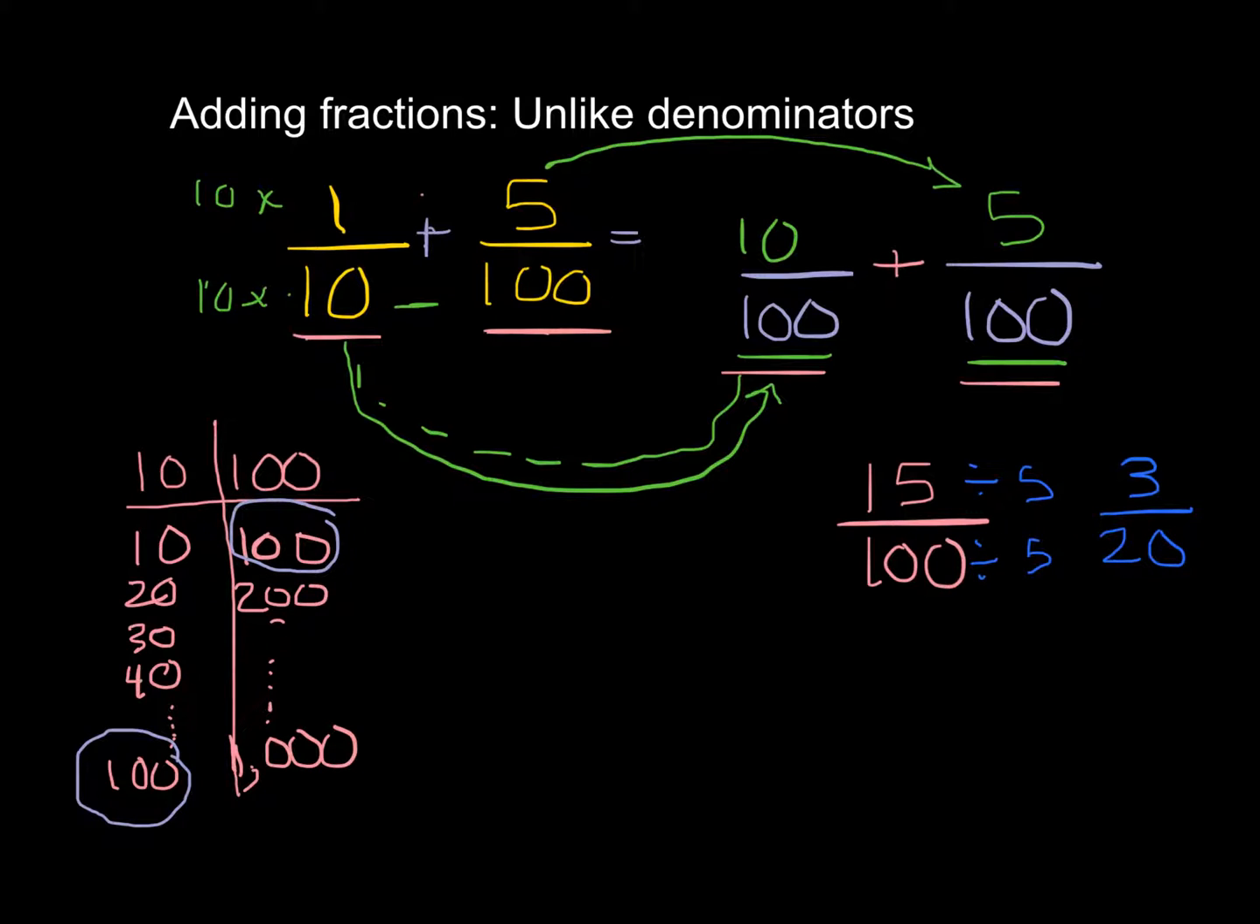And now we have simplified the expression. All right, so we are all done. The final answer should be 3 over 20. Now, I want to try one more example with unlike denominators.